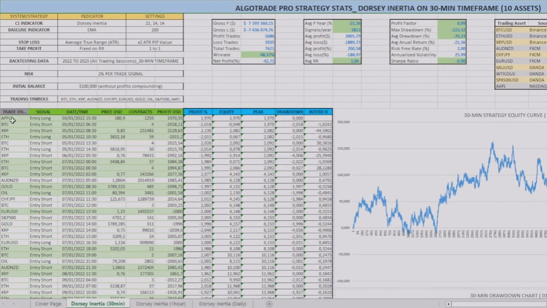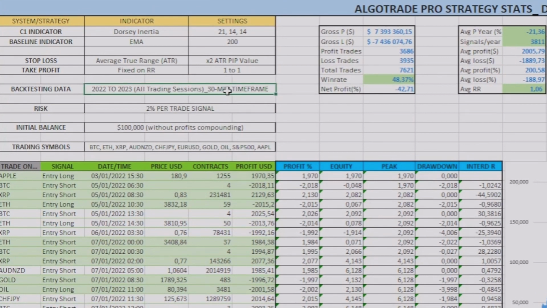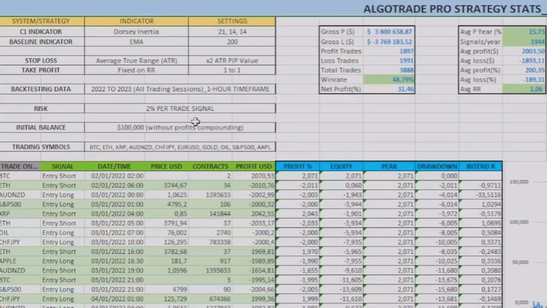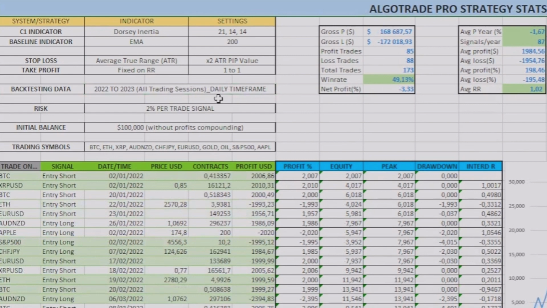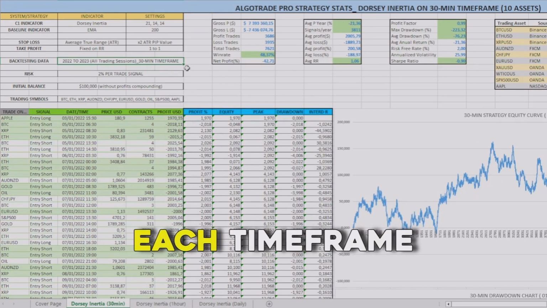So, after inserting all the trades on my trading journal, here I got the results of the Dorsey Inertia Indicator on the 30-minute time frame, here on the 1-hour one, and next to it on the daily time frame. Overall, the results don't look very good, but let's analyze each time frame more carefully.